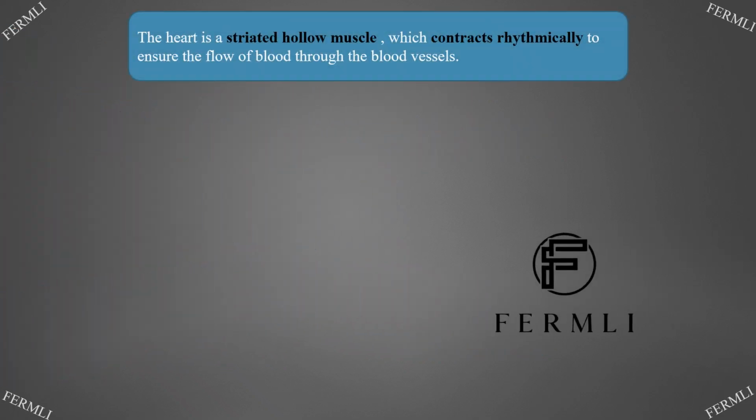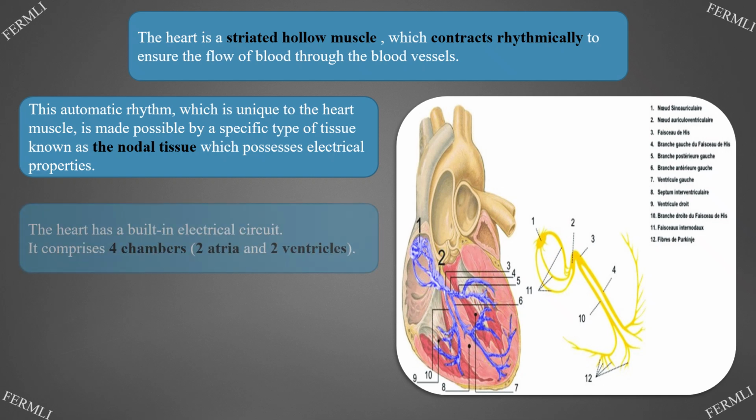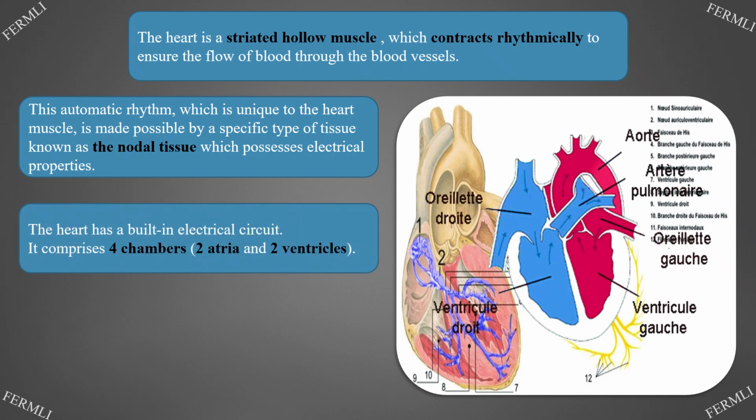The heart is a striated hollow muscle, which contracts rhythmically to ensure the flow of blood through the blood vessels. This automatic rhythm, which is unique to the heart muscle, is made possible by a specific type of tissue known as the nodal tissue, which possesses electrical properties. The heart has a built-in electrical circuit.